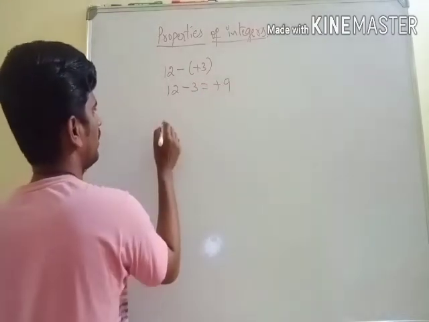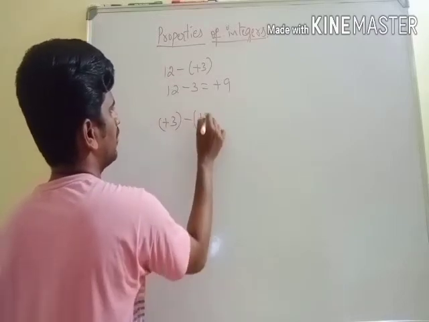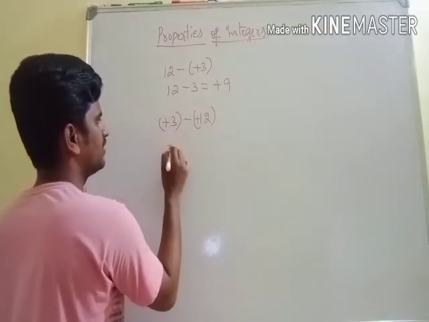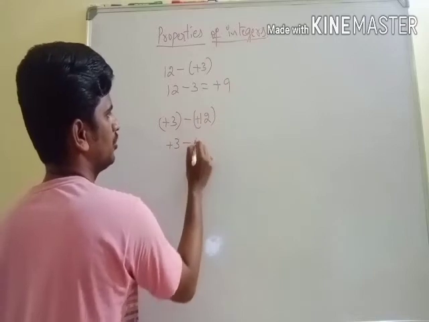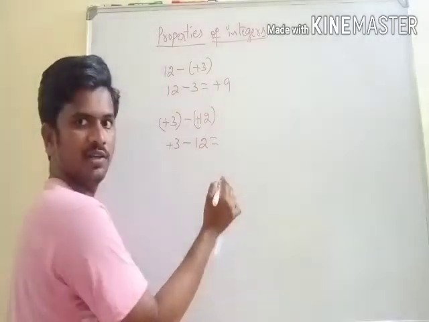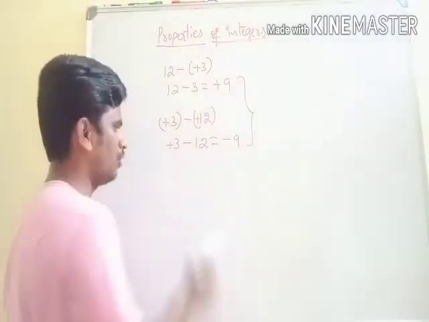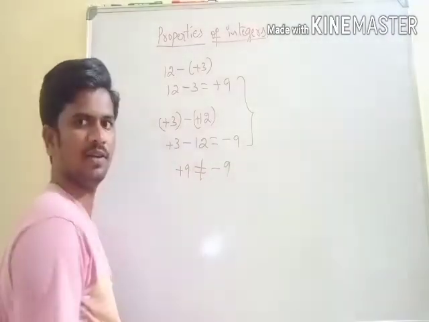Then you write in reverse order. This is plus 3 minus plus 12, so we can write this as plus 3 minus into plus 12. That is nothing but here the larger number having negative sign, that's why this is minus 9. Are both the same? No. Plus 9 is not equal to minus 9.